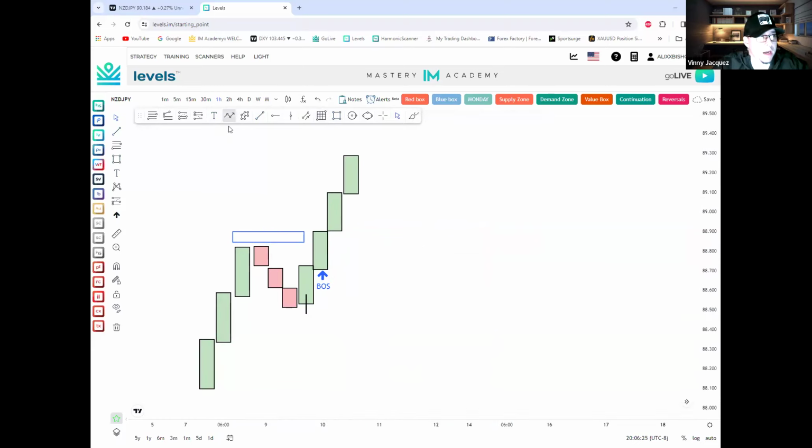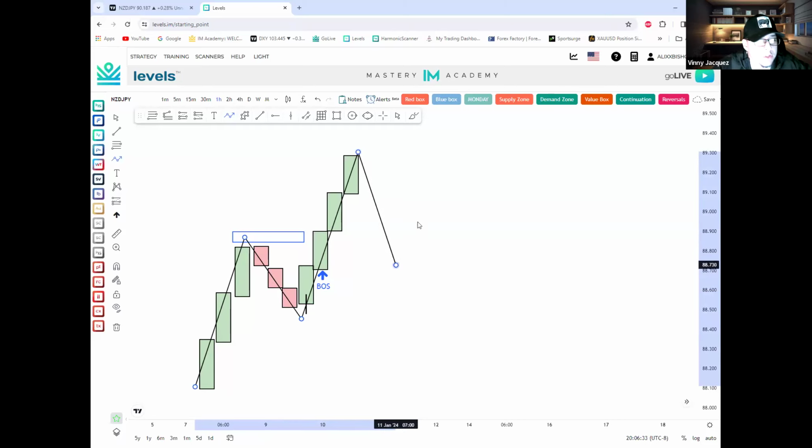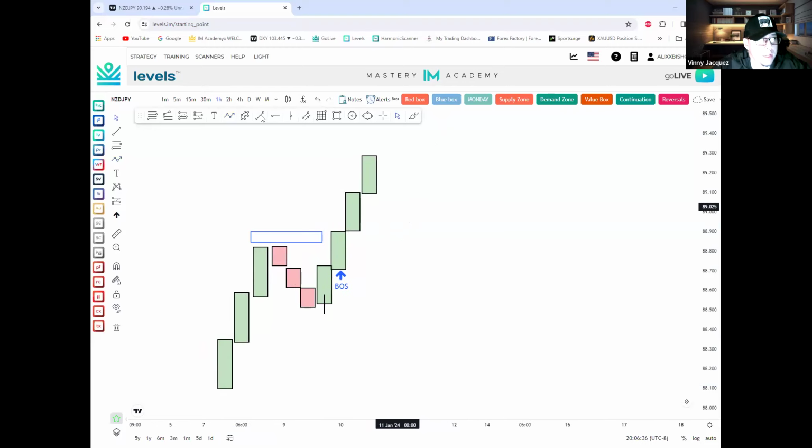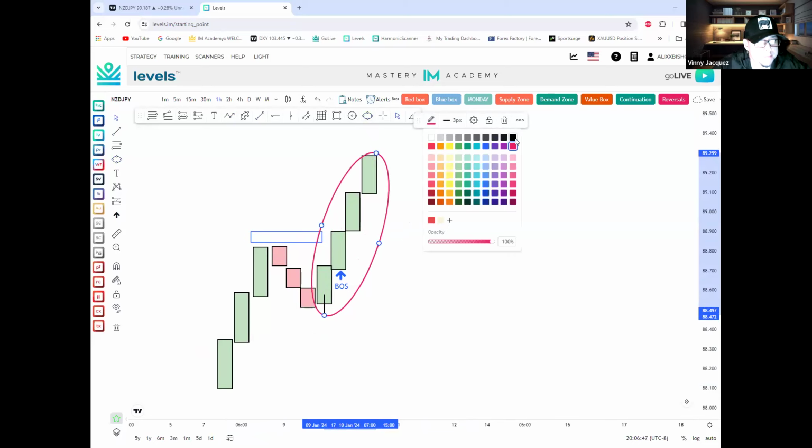We have higher high, higher low, and higher high, right? We need market to come back in this area so we can go ahead and continue trend, right? So now that we got that BOS move, we've identified our breakout rally. Boom. Breakout rally. Not sure why that's red.